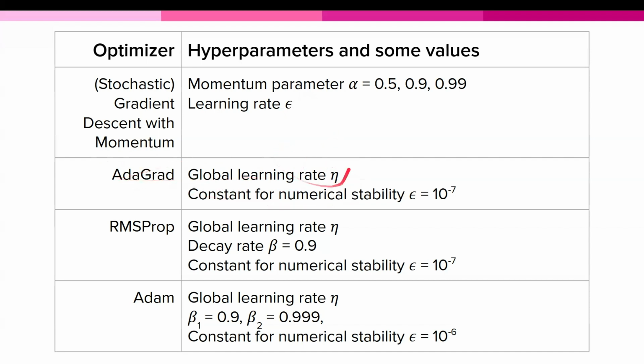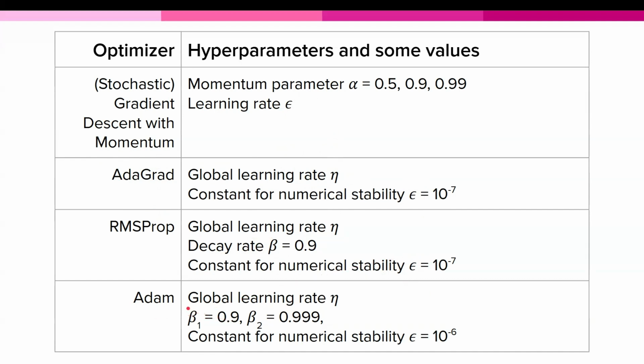So Adagrad has a global learning rate, and then it's also got a constant for numerical stability, epsilon. RMSProp also has a global learning rate. It's also got the decay rate beta, and it's also got a constant for numerical stability.